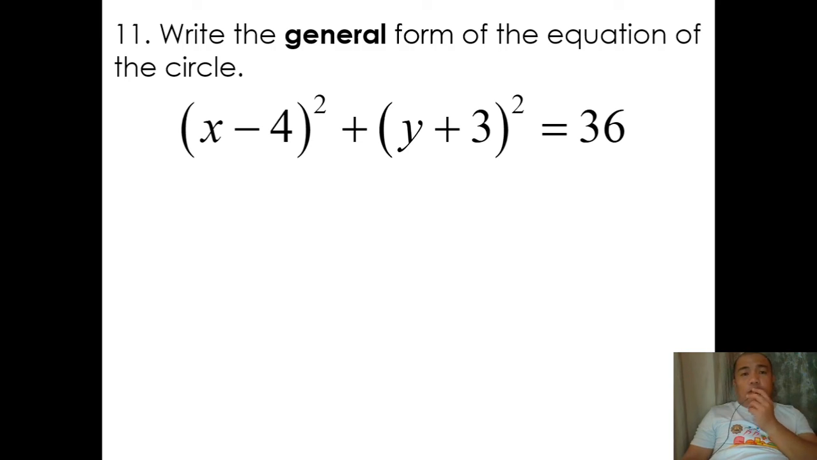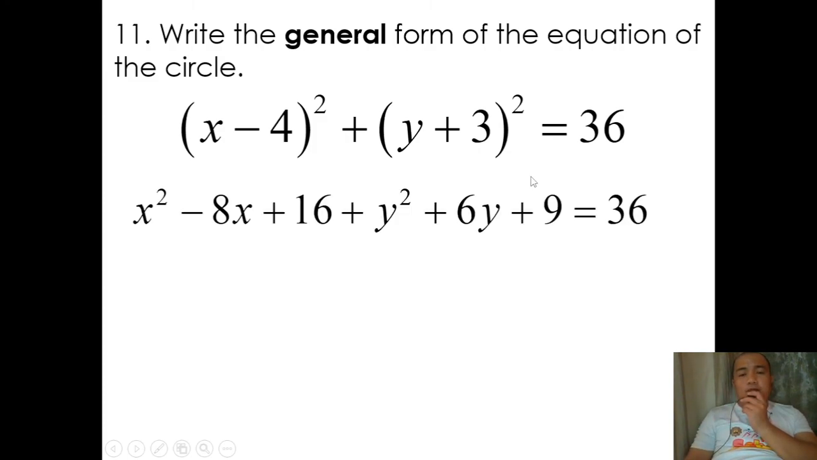Write the general form of the equation of the circle x minus 4 quantity squared plus y plus 3 quantity squared equals 36. Okay. Ito naman standard to general. Baliktad. Vice versa siya. So, to do this, just square this binomial and that binomial and then combine similar terms. So, x minus 4 quantity squared, x squared minus 8x plus 16. y plus 3 squared is y squared plus 6y plus 9 equals 36.